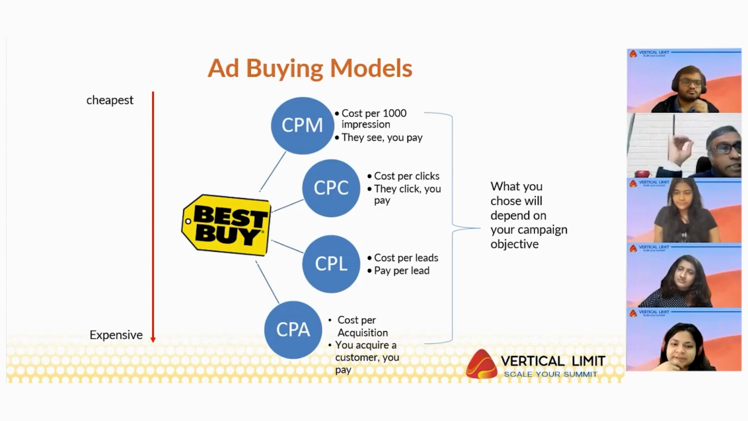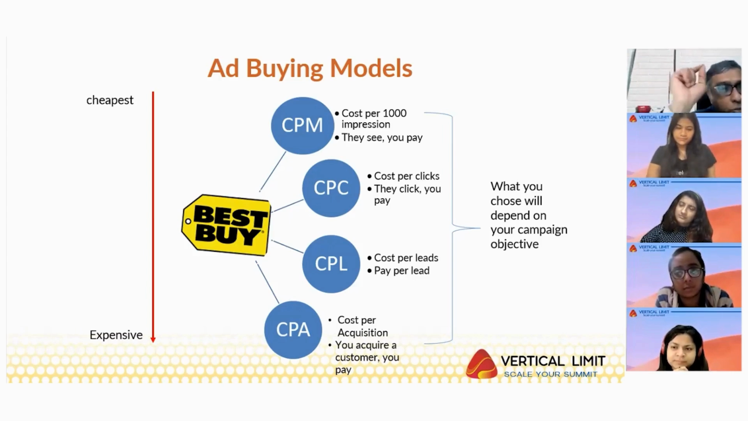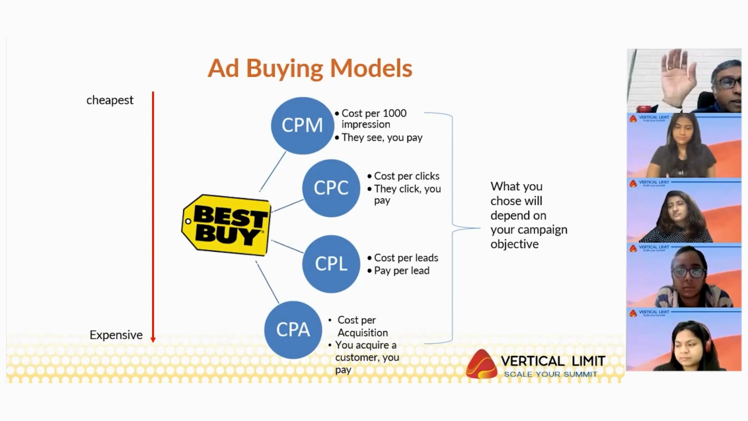So if you're running, let's say, a CPA model, you have tools which allow you to track. Let me give an example. Let's say Vertical Limits has become an affiliate of Amazon, and for every sale, Vertical Limits is going to get, let's say, 100 rupees. Now, Vertical Limits is showing an ad for, let's say, Nike shoes or sandals from Amazon on its website.